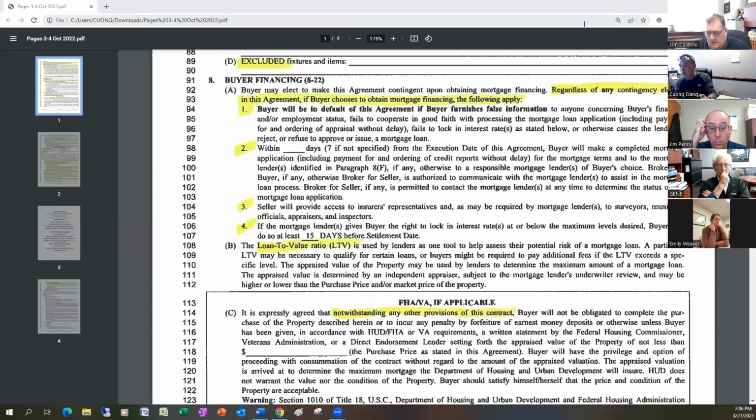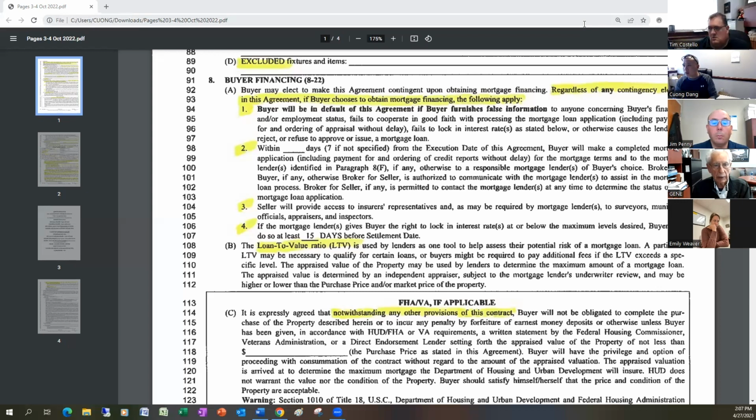Broker for buyer, if any, otherwise broker for seller, is authorized to communicate with the mortgage lender to assist in the mortgage loan process. Broker for seller, if any, list agent, is permitted to contact the mortgage lender at any time to determine the status of the mortgage loan application. Okay, so that's kind of saying, hey, you're allowed, as a list agent, to check up on this mortgage. Okay, do your due diligence. So that's 2, make application in a timely manner.